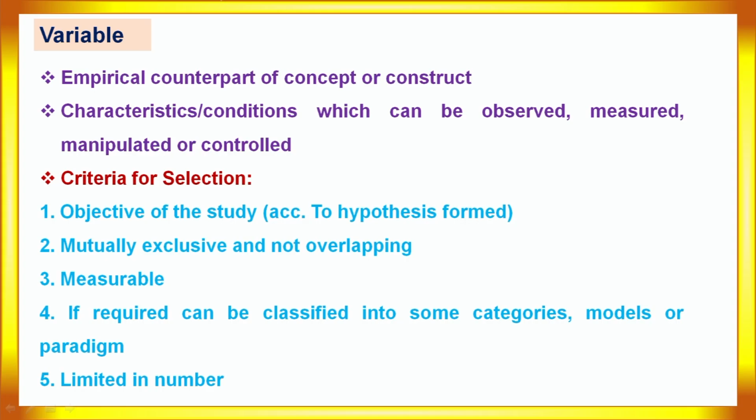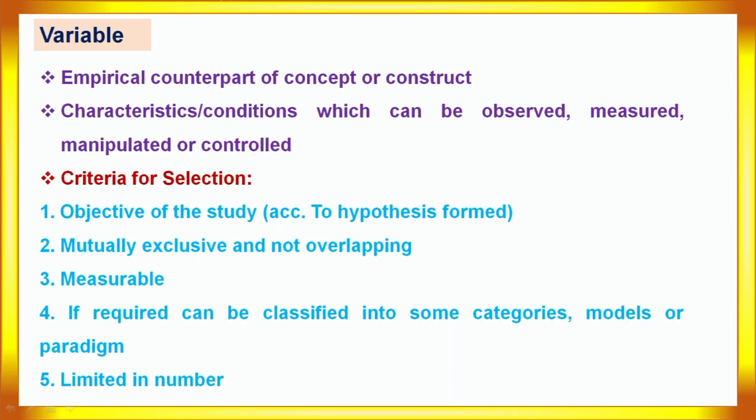Variables must be clearly different from each other and measurable, as I already told, and the ultimate purpose is to classify. You cannot study each and every variable of each and every human being or individual. So, you have to classify or reduce them into a generalized manner to form some generalization. That means the variable should be such that it can be formed into certain categories, models or paradigms. And from the feasibility point of view, the variables in the research must be limited in number.